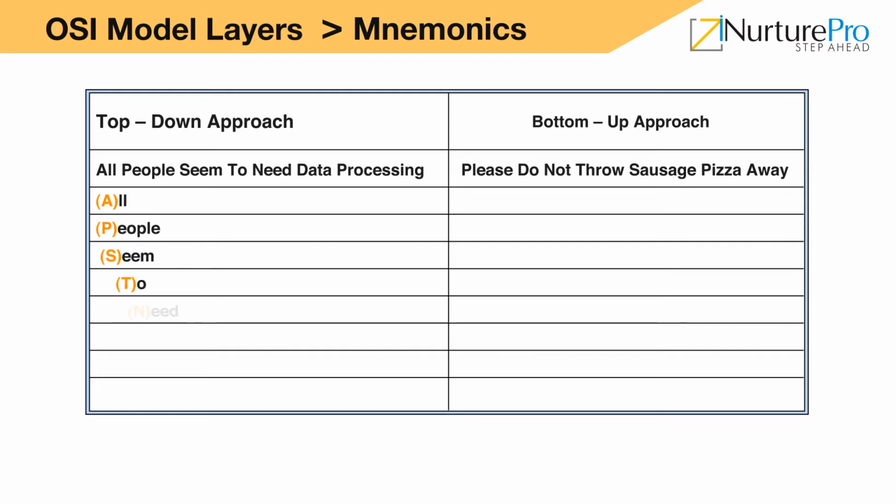All people seem to need data processing. And from bottom to up, please do not throw sausage pizzas away. Here, the first letter of each word of the mnemonic represents the first letter of a layer.